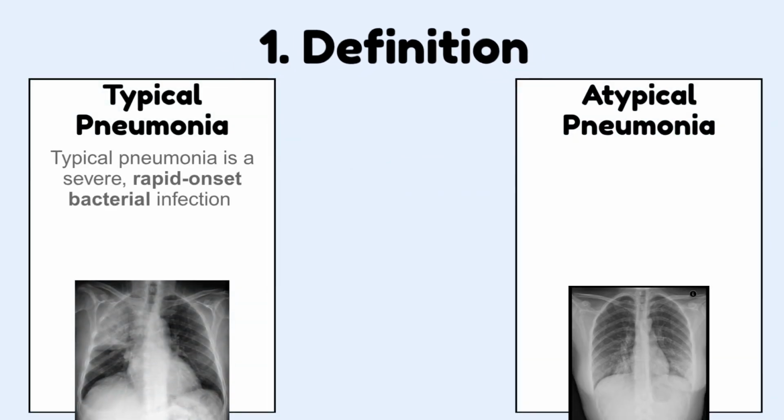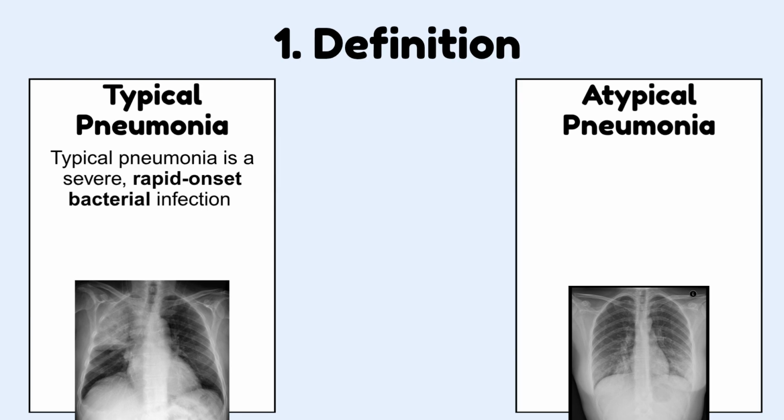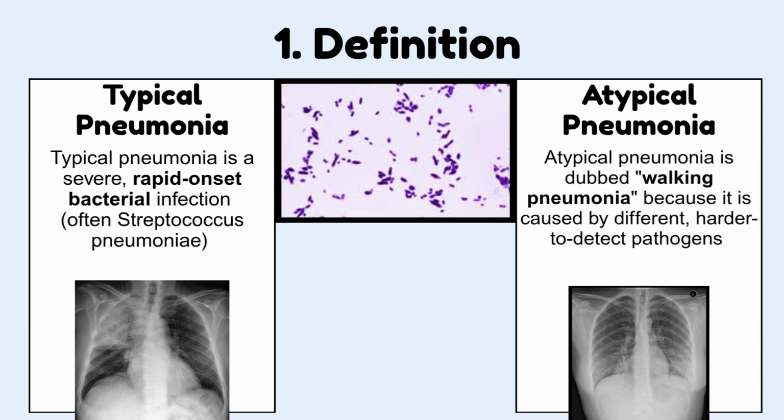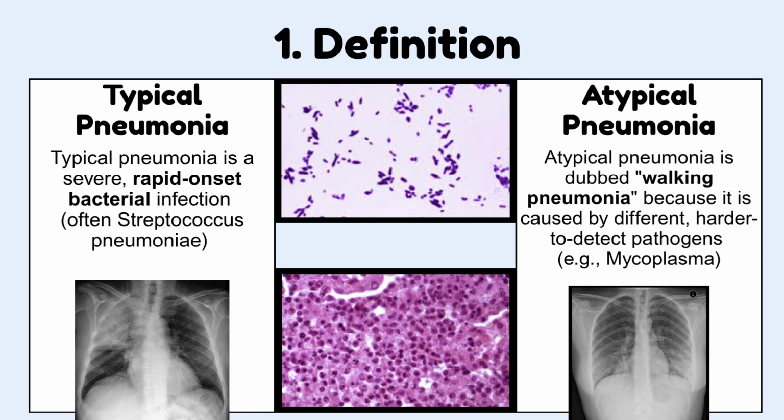Definition. Typical pneumonia is a severe, rapid-onset bacterial infection, often caused by Streptococcus pneumoniae. Atypical pneumonia is dubbed walking pneumonia because it is caused by different, harder-to-detect pathogens. For example, Mycoplasma.